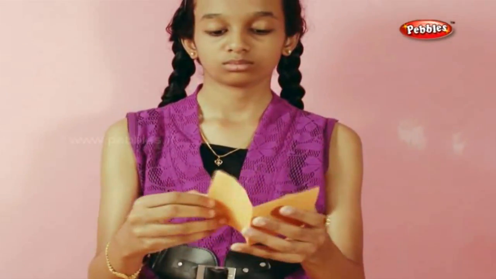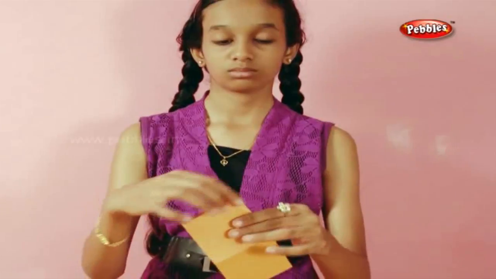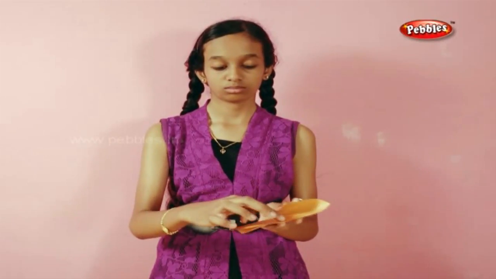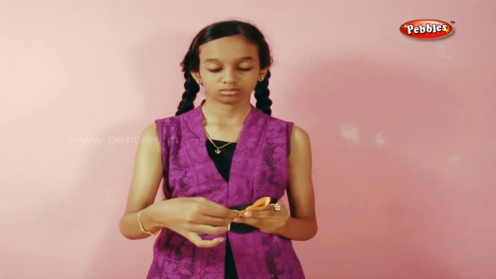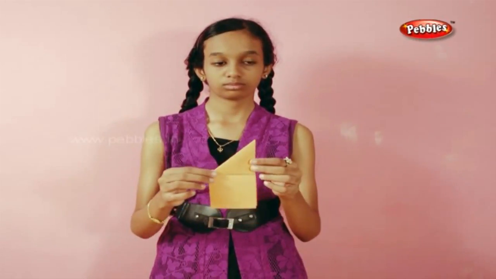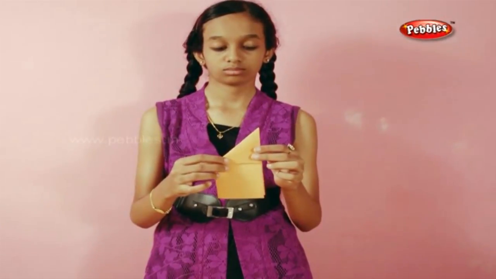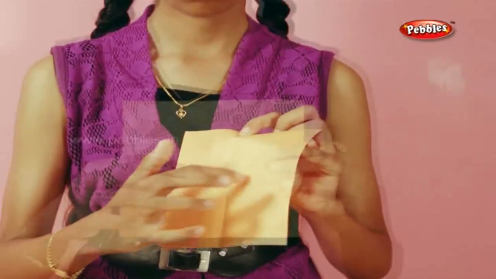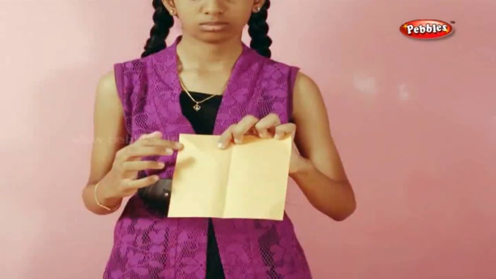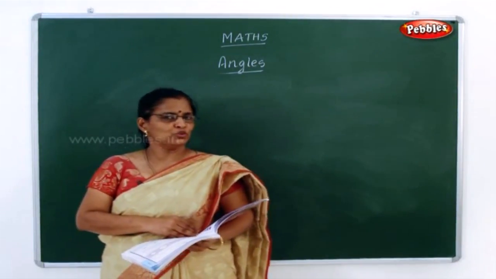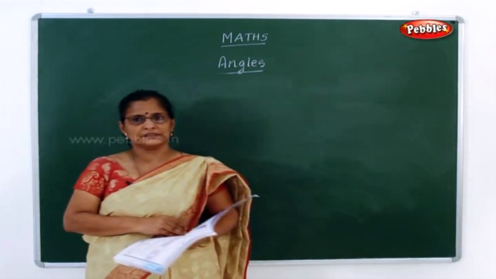The fourth step is open the last fold so that the sheet is folded in half. The last step is take one corner and fold it to meet the dotted line. So from this paper folding activity, you can make a right angle, an angle less than a right angle, and an angle more than a right angle. And what you have to do is mark them with different colors.